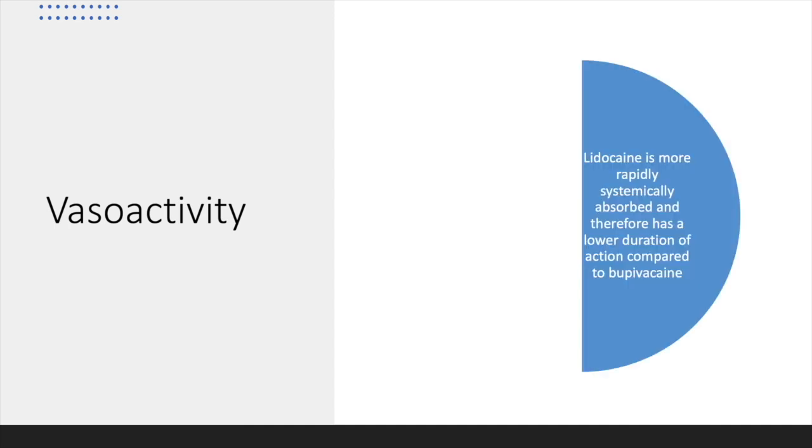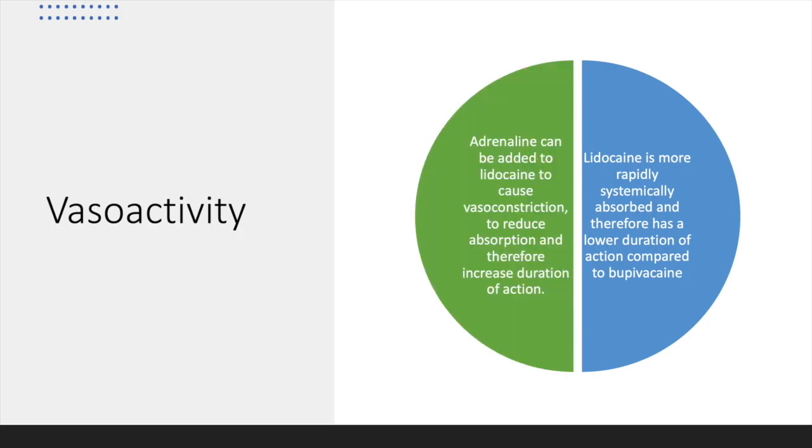Another concept to think about is vasoactivity. And earlier on, I mentioned the differences between Lidocaine and Bupivacaine. Another thing to be aware of is that Lidocaine is more rapidly absorbed by the systemic circulation, and because of this, it has a lower duration of action compared to Bupivacaine. Now, one thing that we can do to Lidocaine is to add some adrenaline, and by adding adrenaline, this causes vasoconstriction, and this reduces the absorption of the Lidocaine into the systemic circulation and will increase its duration of action.